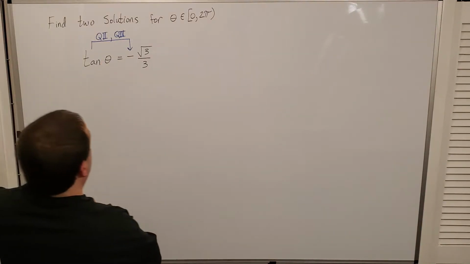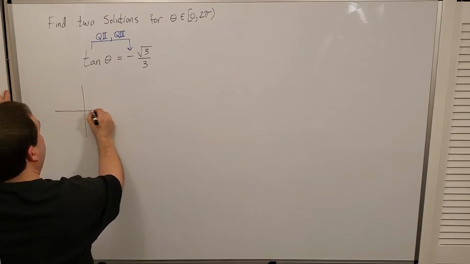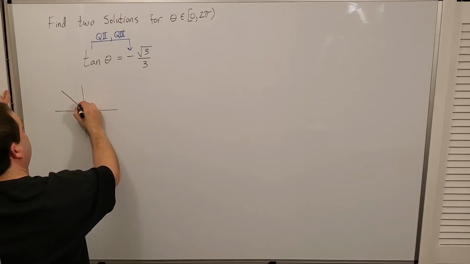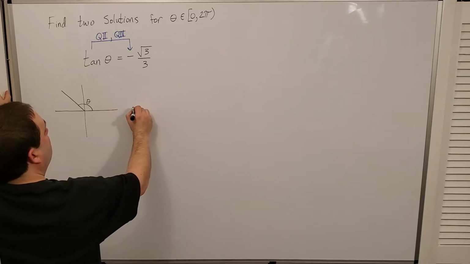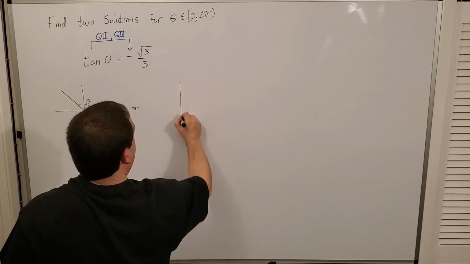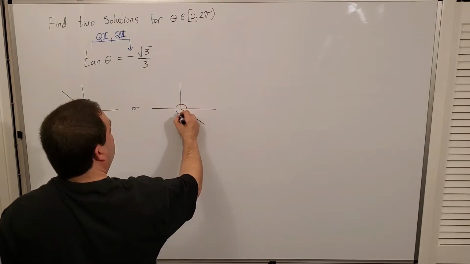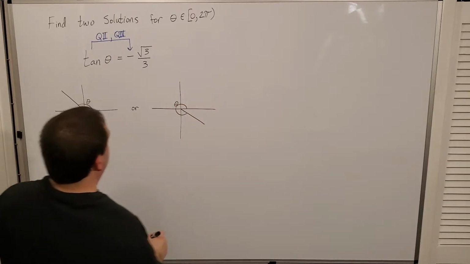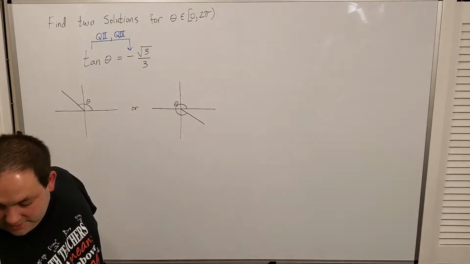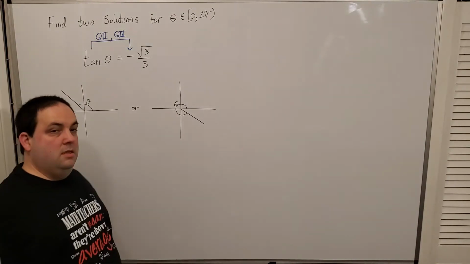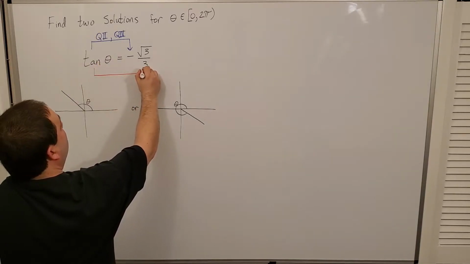Okay, so I'm going to draw those out. I should be getting a quadrant 2 answer, right? Theta's here. Or I should be getting a quadrant 4 answer. Theta would be here. Okay, next piece of information is how does the trig operation match up with the ratio?